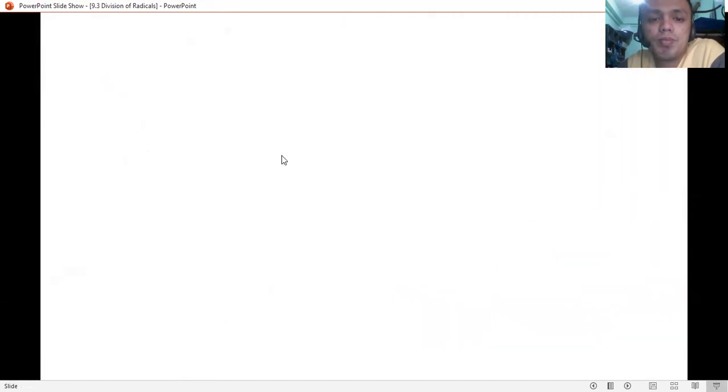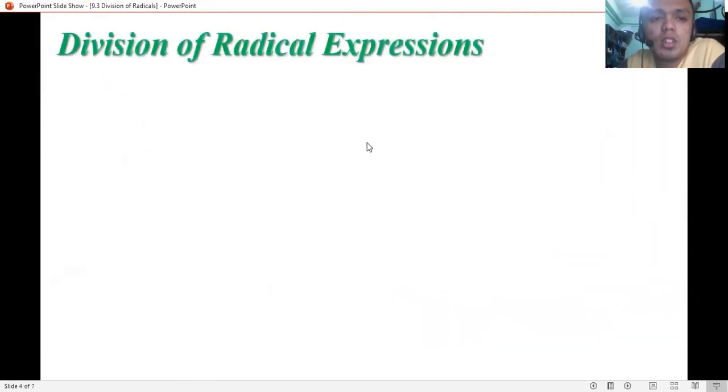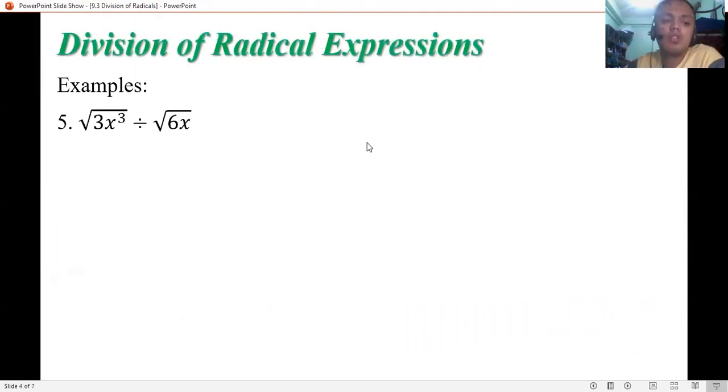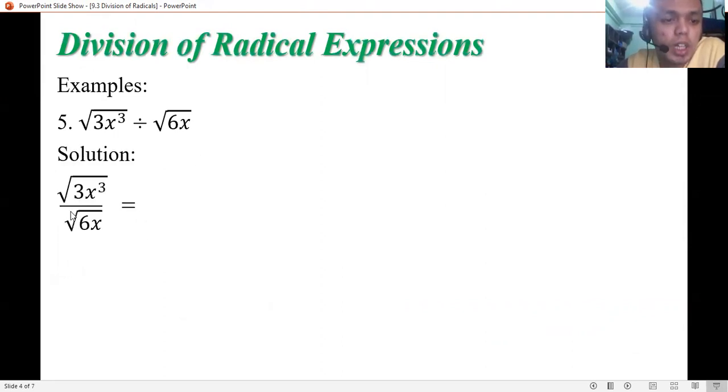Next, square root of 3x cubed divided by square root of 6x. This one is a bit different. What should we do? Let us combine them. We put them under one radical sign, since they have the same index. 3x cubed divided by 6x.